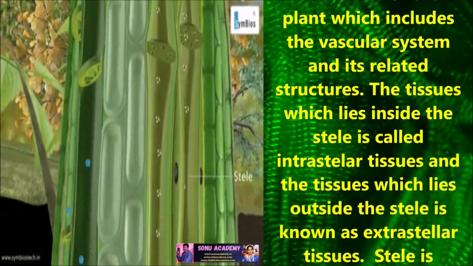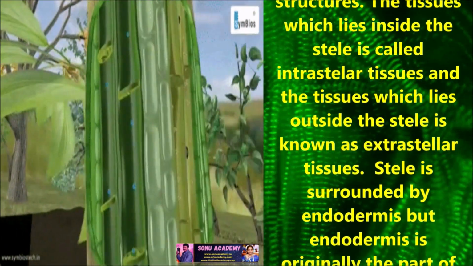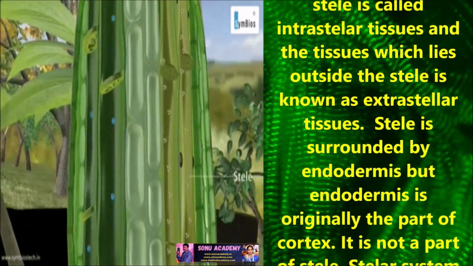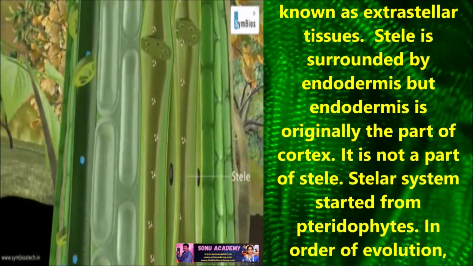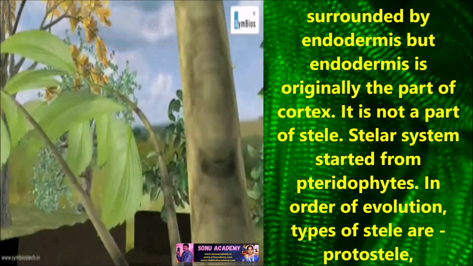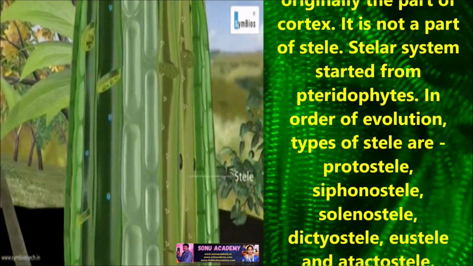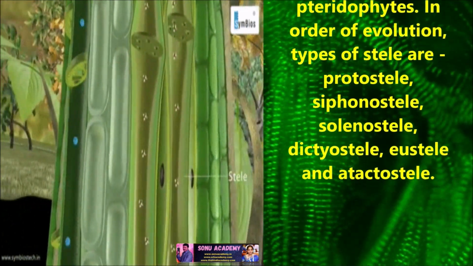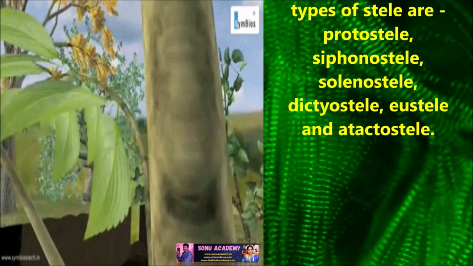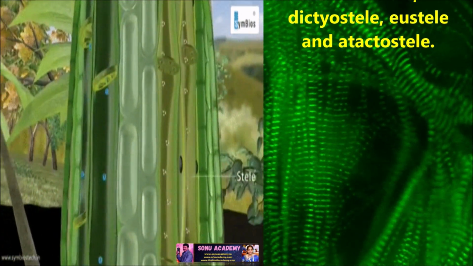The tissues which lie inside the stele are called intrastelar tissues, and the tissues which lie outside the stele are called extrastelar tissues. The stele is surrounded by endodermis, but endodermis is originally part of the cortex. It is not part of the stele. The stelar system started from pteridophytes in order of evolution. Types of steles are protostele, siphonostele, solenostele, dictyostele, eustele, and atactostele.